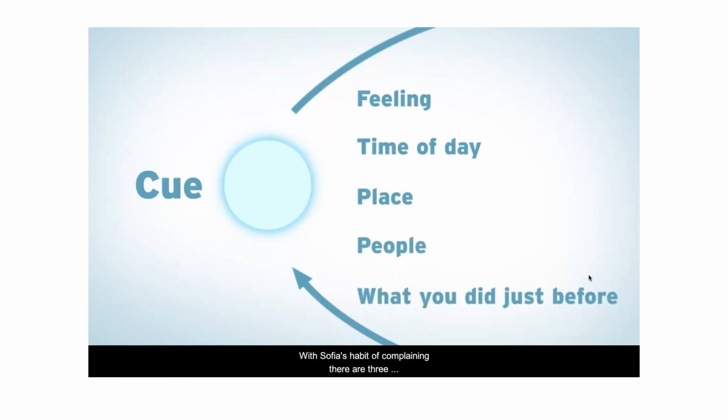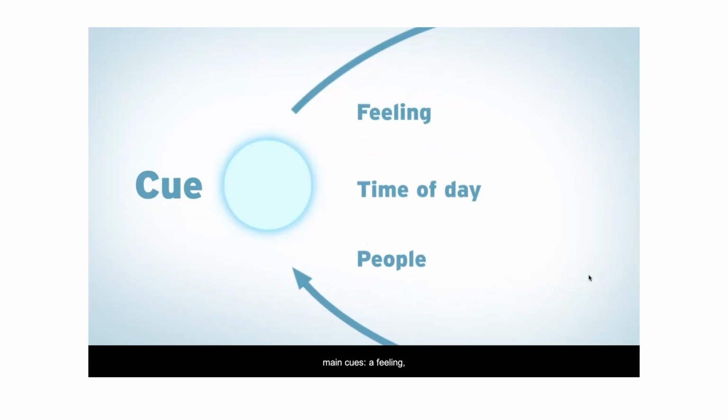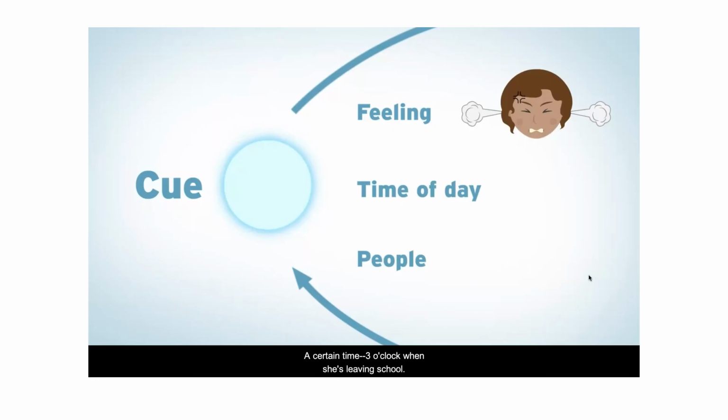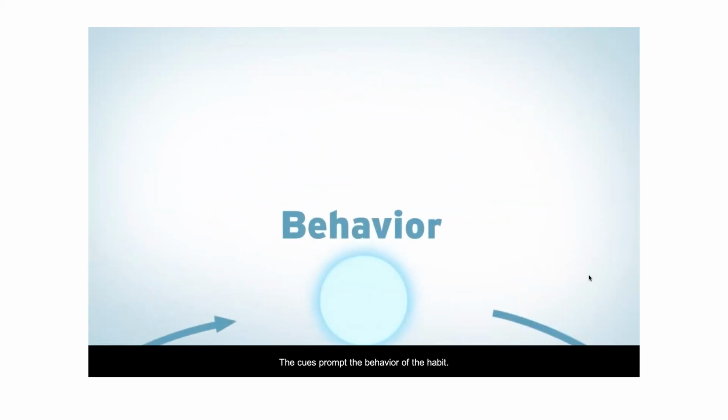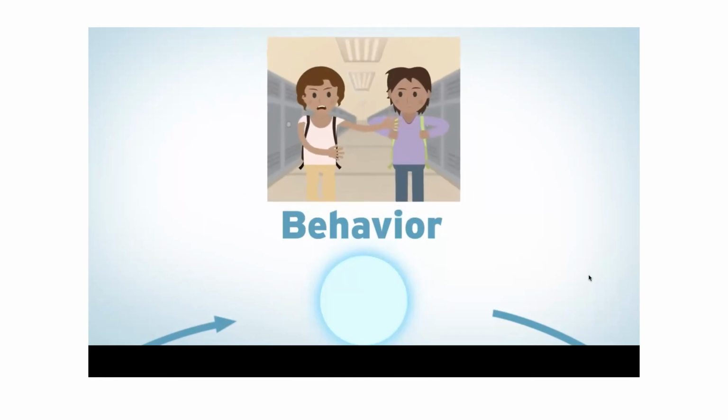With Sophia's habit of complaining, there are three main cues: a feeling, which is stress, a certain time, 3 o'clock, when she's leaving school, and the person she's with, her friend Nicole. The cues prompt the behavior of the habit. Sophia's behavior is complaining to Nicole about babysitting.